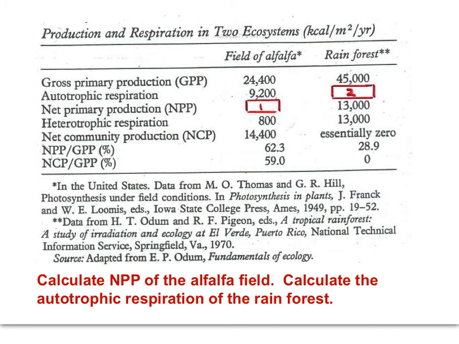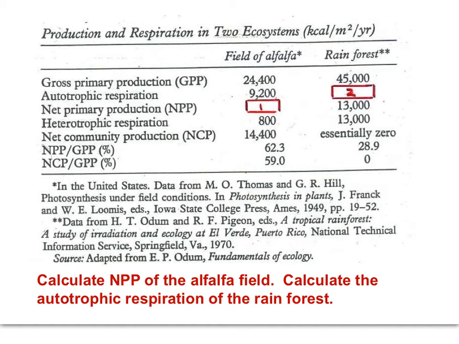So with this data table, I've asked two questions. Calculate the NPP of the alfalfa field, that would be this value, and calculate the autotrophic respiration of the rainforest, this value. You should remember that GPP minus respiration gives us NPP, so this value, number 1, is 15,200 kcals per meter squared per year.